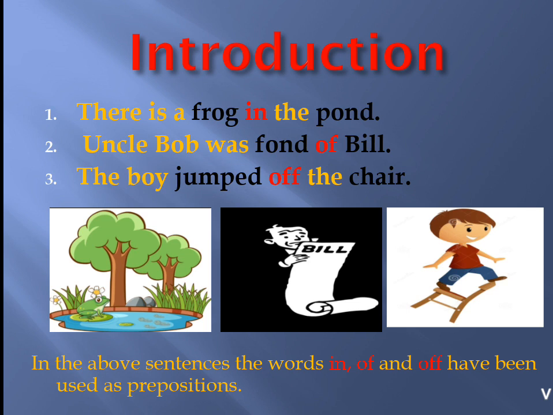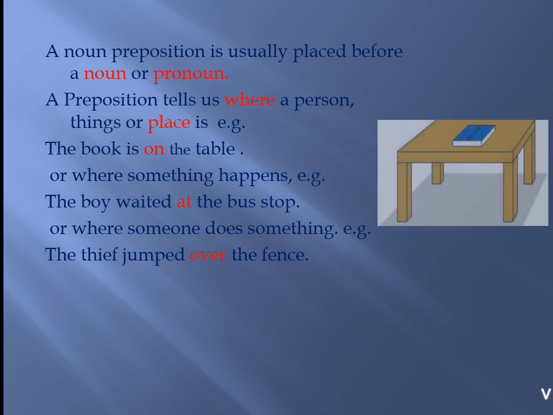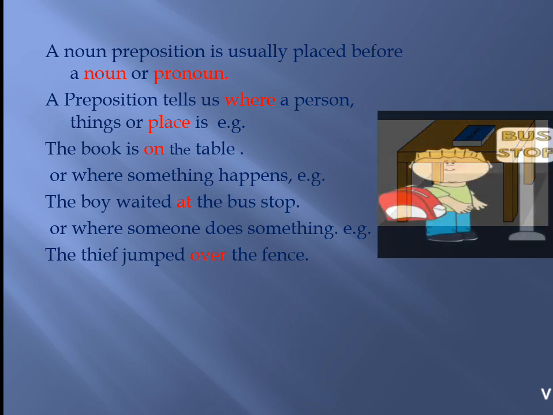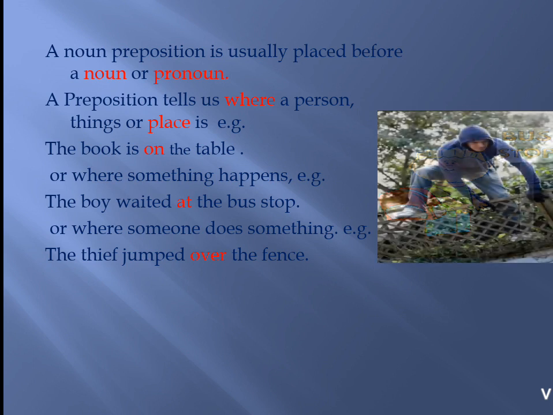A preposition is usually placed before a noun or a pronoun. A preposition tells us where a person, thing, or place is. Example: the book is on the table. Or where something happened. Example: the boy waited at the bus stop. Or where something does something. Example: the thief jumped over the fence.